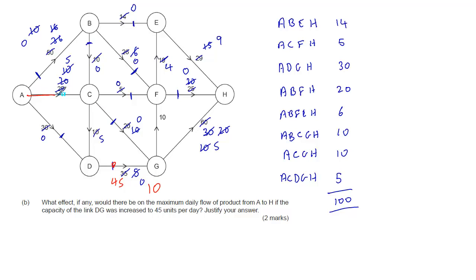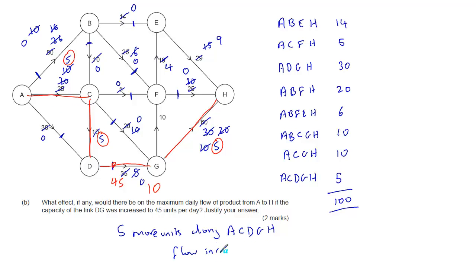And that means that this particular route here could still take 5 more units. So we could get 5 more units along A, C, D, G, H. That's not unique. If you did different routes up here, that could be a different route going from A to H. But on my diagram, it's that particular one. And so the flow increases to 105.